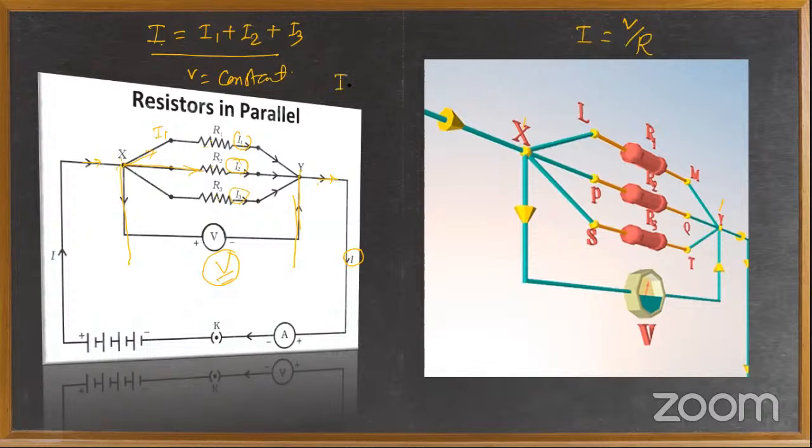That is, I1 is equal to voltage V upon resistance R1. I2 is equal to V upon R2. And what is I3? I3 is equal to V upon R3.